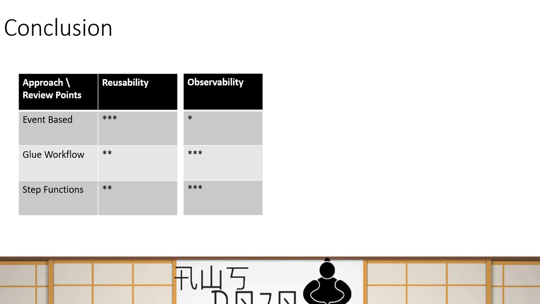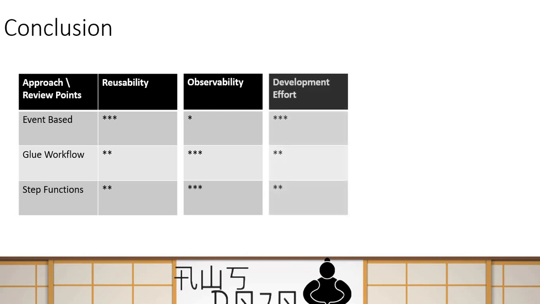So Glue workflow and Step Function both have strength from the observability point of view. Now, from the development effort point of view, all three are more or less the same. If I want to say, for instance, your event-based development effort is more because you are providing a lot of upfront development, and then you have to do Glue jobs and crawlers for the latter part of the development when you are building new pipelines.